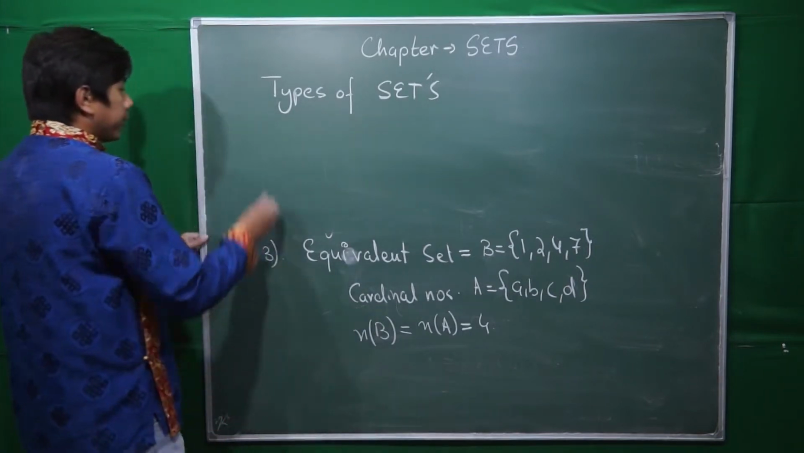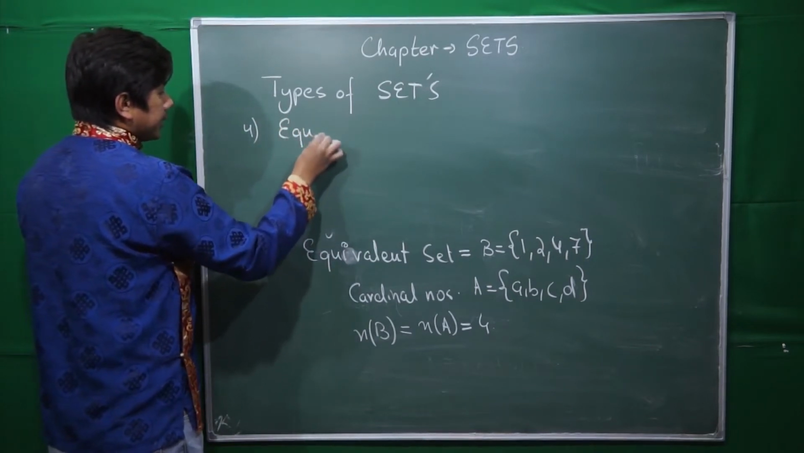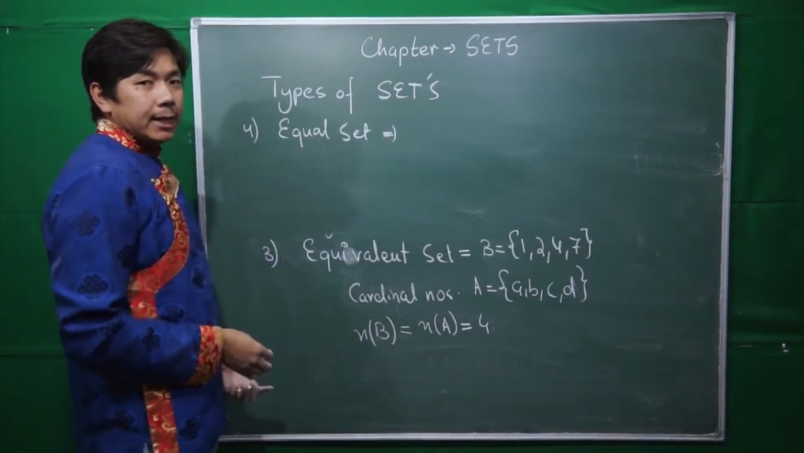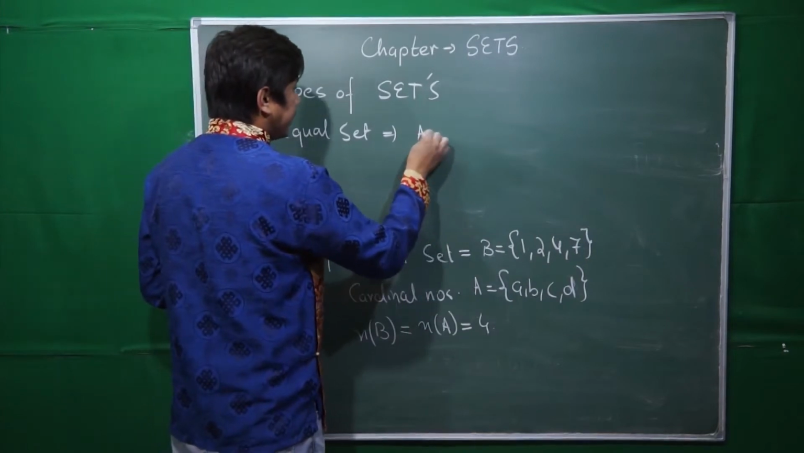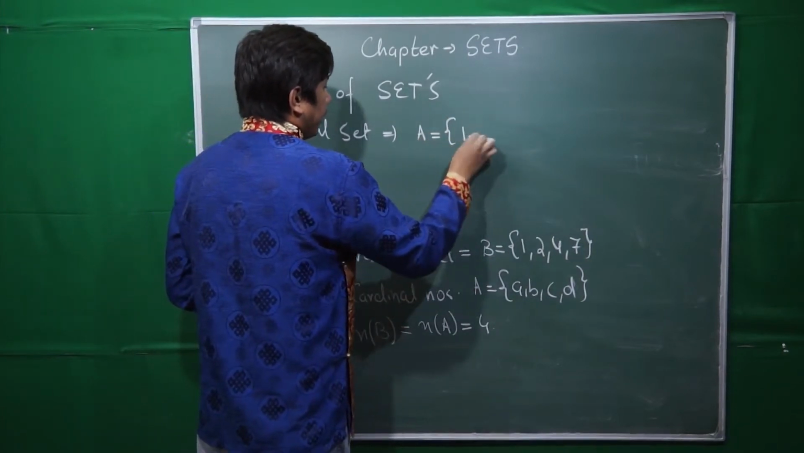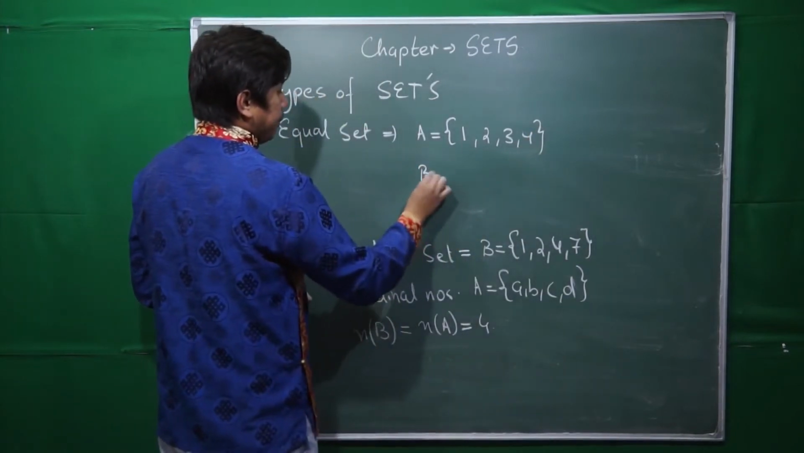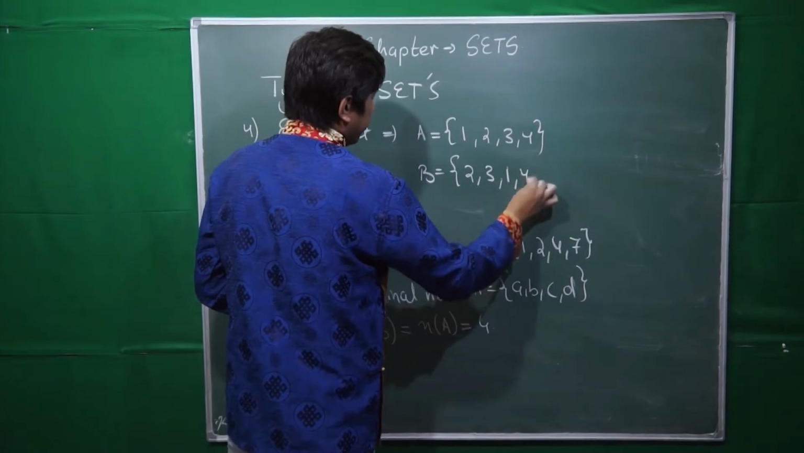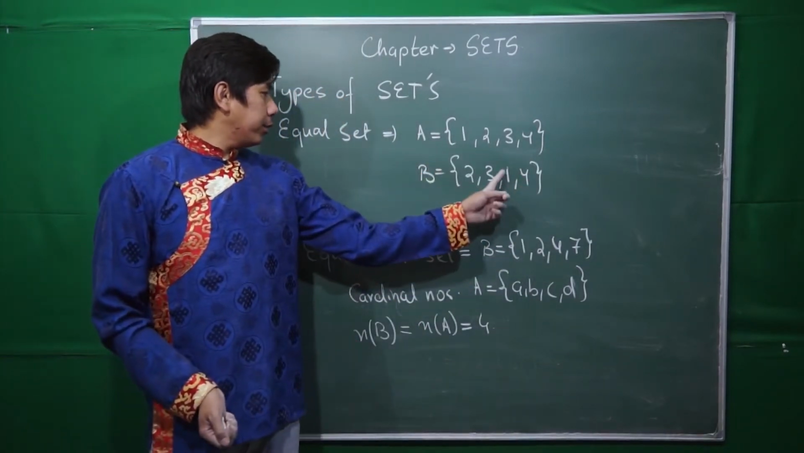Now coming to the fourth type, we have equal sets. What is an equal set? Two given sets whose elements are the same. Set A is 1, 2, 3 and 4. And then we have set B, which is, say, 2, 3, 1 and 4.